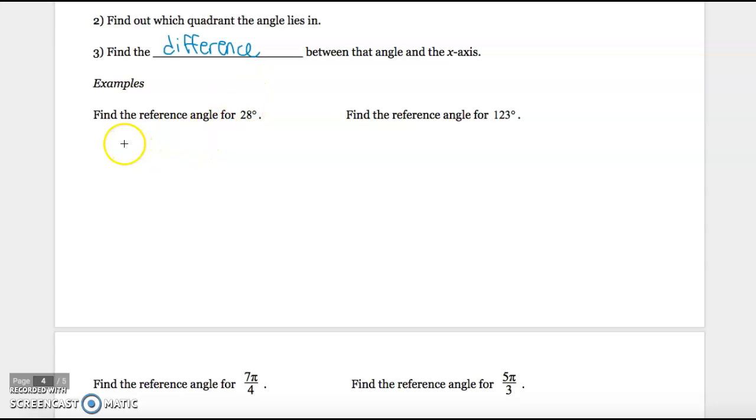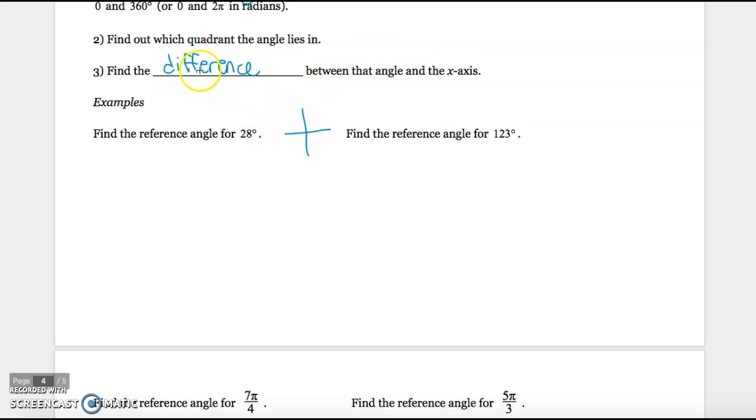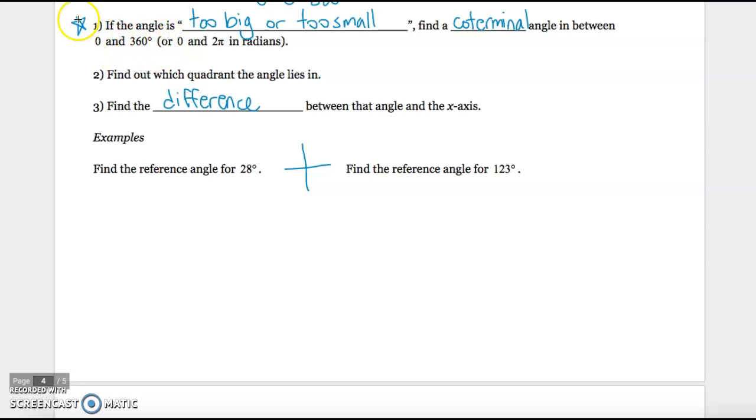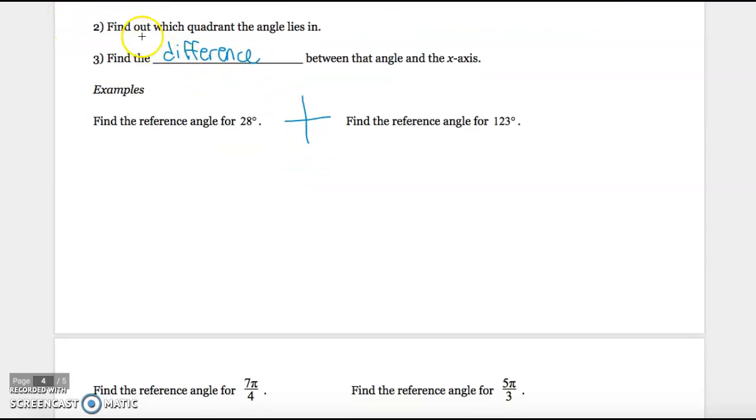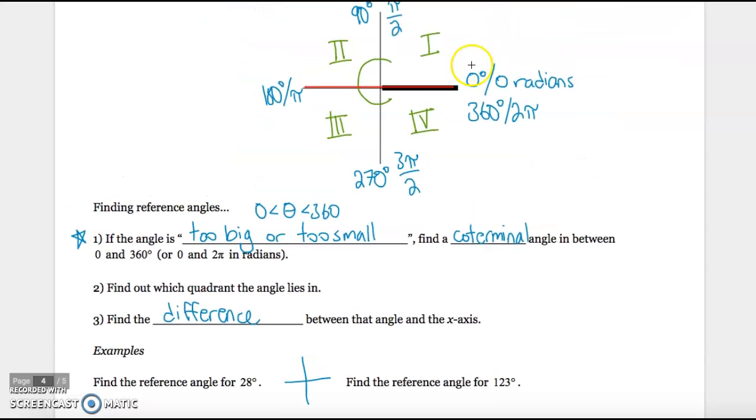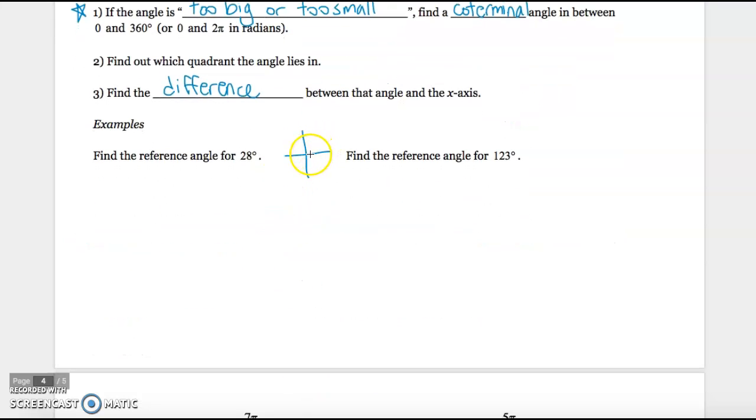It's helpful, first, I usually always do this, so I'll draw a little mini section here. 28 isn't too big or too small. It fits between 0 and 360, so I can skip step number 1. Now I have to find out which quadrant the angle lies in. So 28 degrees falls between 0 and 90, so it's in quadrant 1. So I usually just draw a little line. It doesn't have to actually be at 28 degrees, but I'm just remembering that it's in quadrant 1.